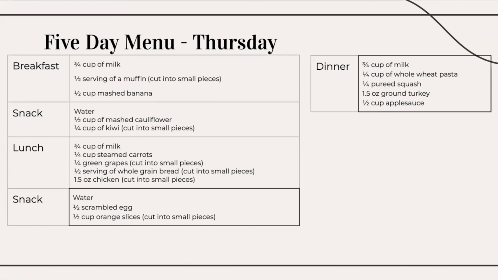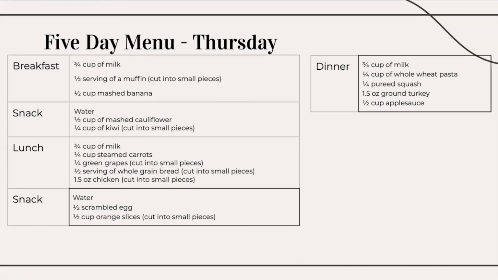For lunch, I said 3/4 of a cup of milk, 1/4 of a cup of steamed carrots, 1/4 of a cup of green grapes cut into small pieces, half a serving of whole grain bread cut into small pieces, and 1.5 ounces of chicken cut into small pieces.